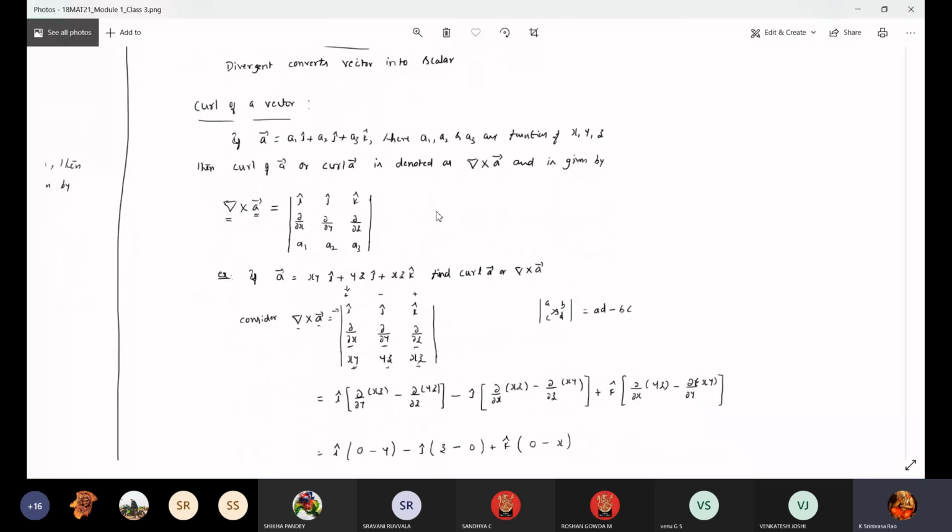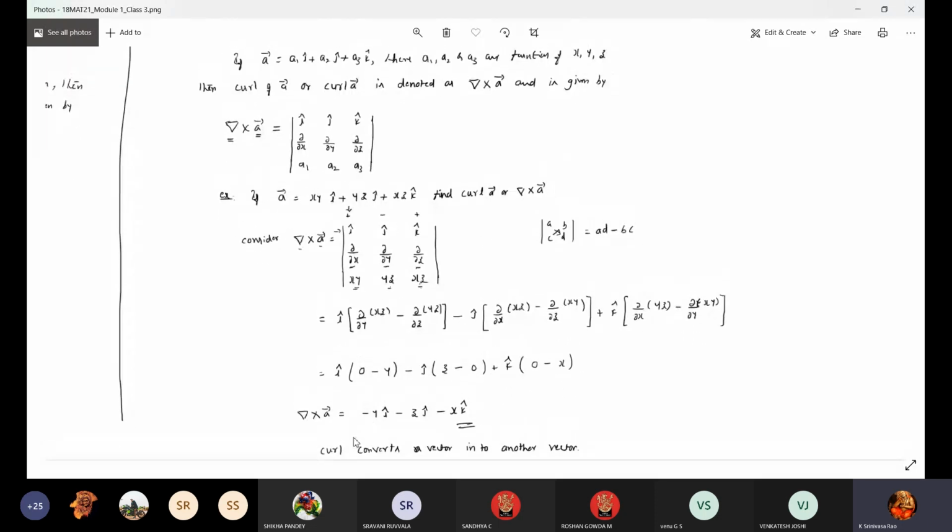Coming to curl, it is again the operator with a vector only. In between you have to take the cross product of two vectors. So it is the usual 3 by 3 determinant: the first row is the unit vectors i, j, k, the second row is the components of del, that is dou by dou x, dou by dou y, dou by dou z, and the third row is the components of the vector a1, a2, a3 given in the problem. We discussed one example also. The problem is a vector, and the solution is also another vector. Curl converts a vector into another vector.